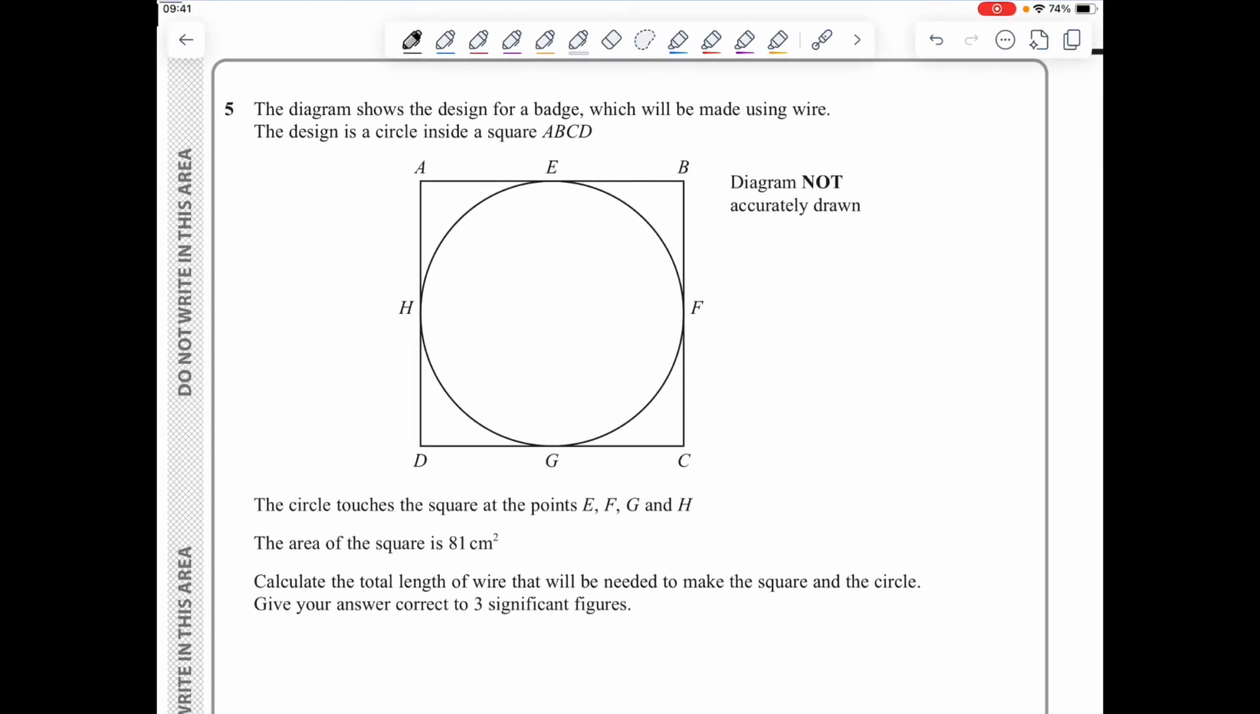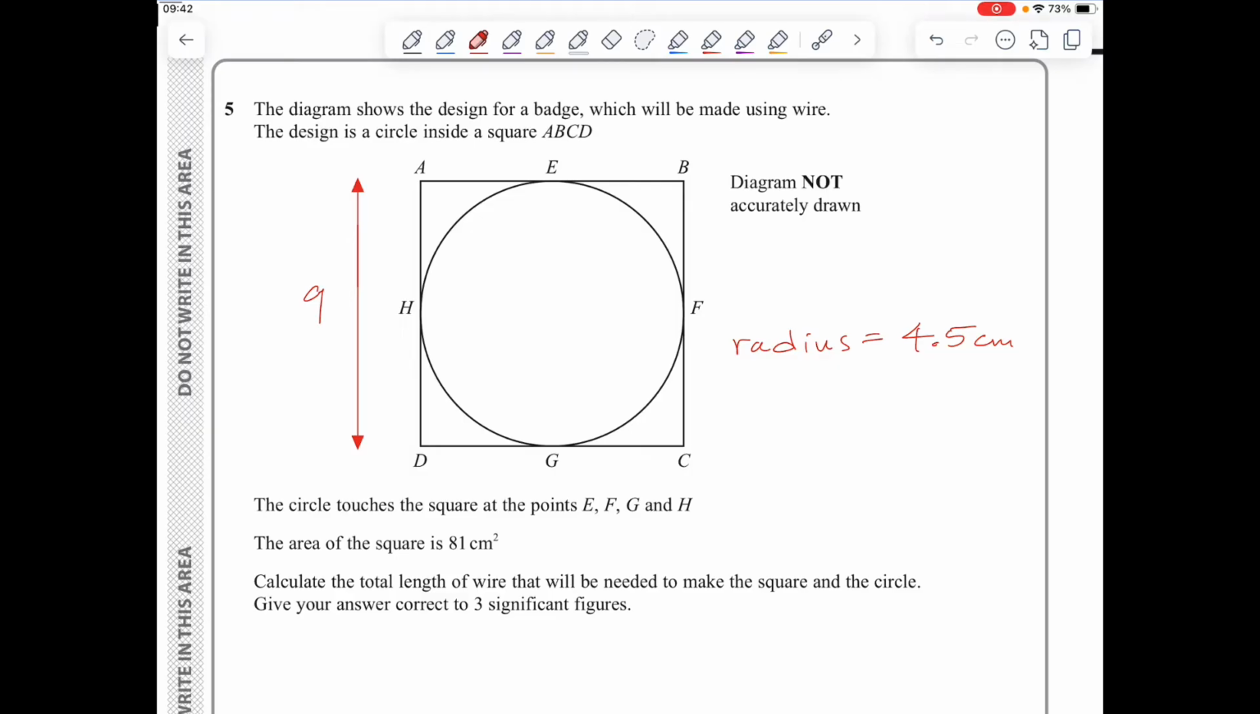For question 5, let's start from the fact that the area of the square is 81 cm squared, which means the side of the square must be 9 centimeters. Hence, the radius of the circle is equal to 4.5 centimeters.